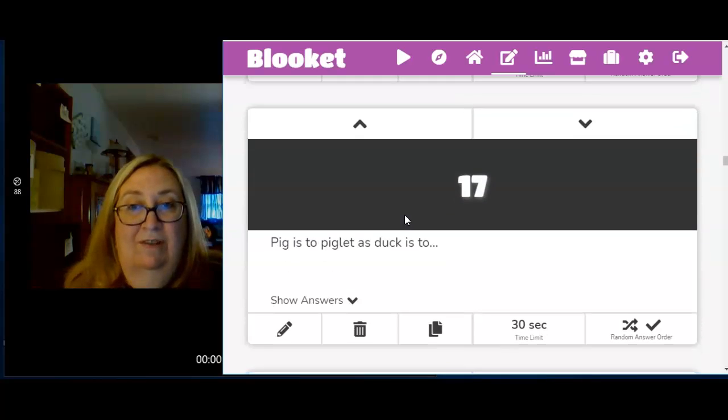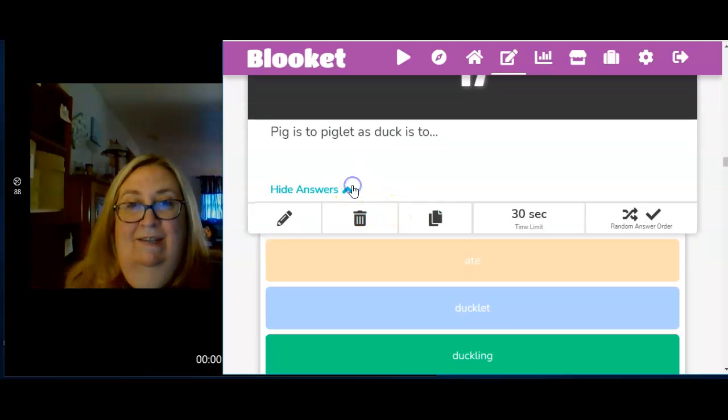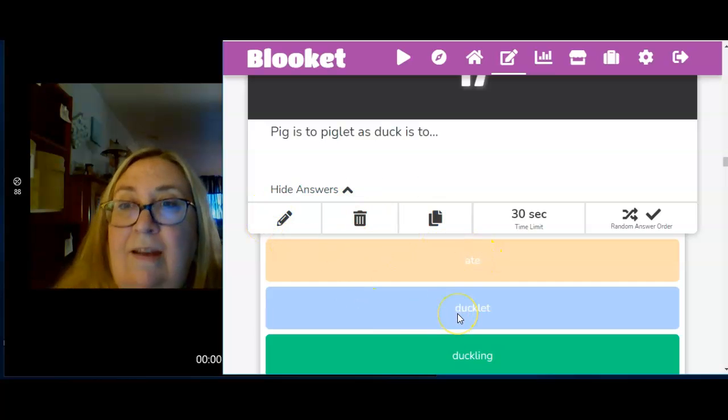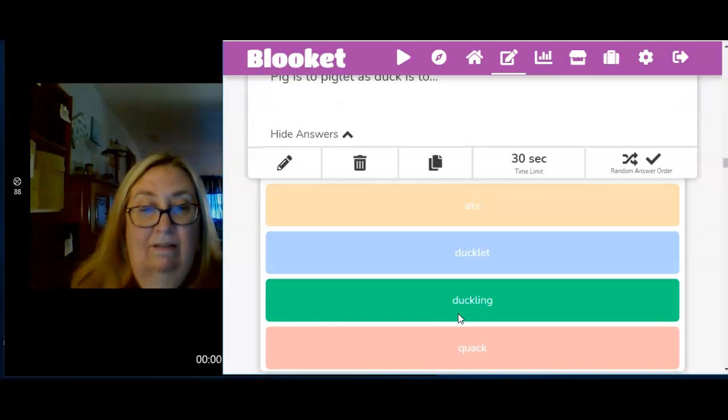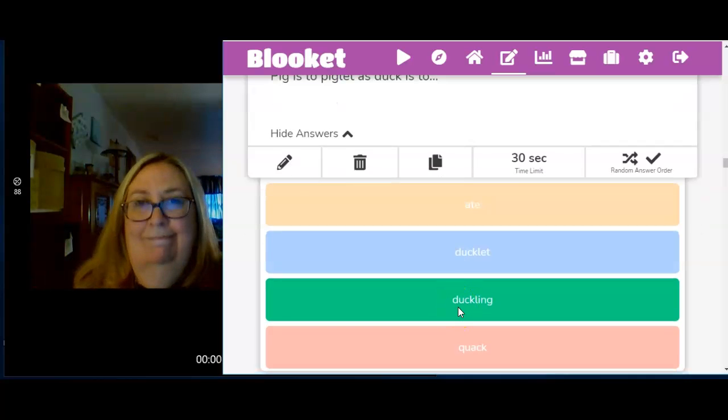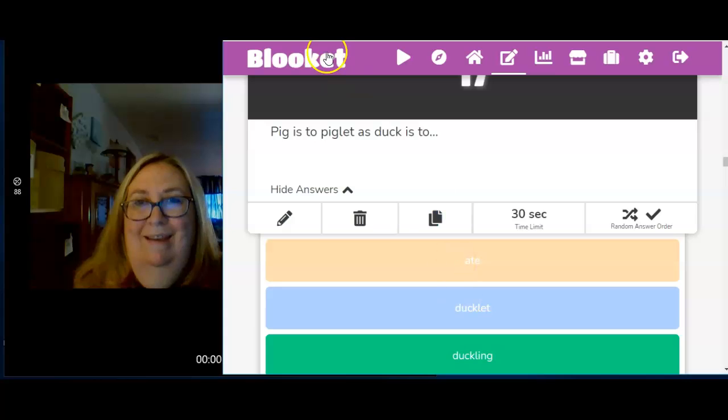They'll just miss out. Pig is to piglet as duck is to ducklet. How about a duckling or a quack? Pig is to piglet. A big pig is a pig. A baby pig is a piglet. A big duck is a duck. A baby duck is not a ducklet. It's a duckling. Okay? All right.